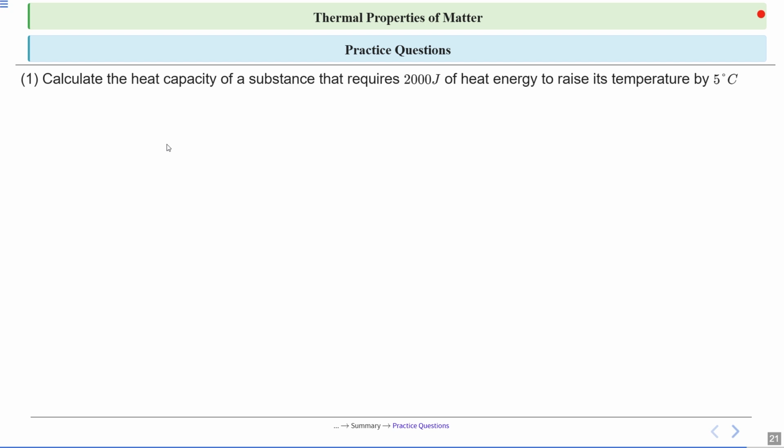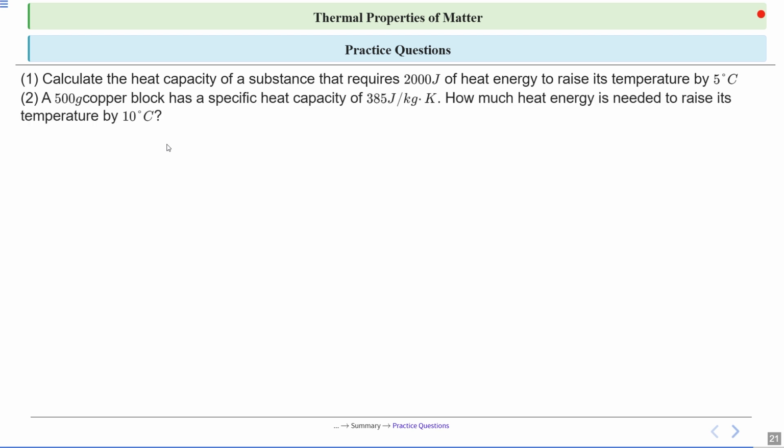Now we have some practice questions for you. First, calculate the heat capacity of a substance that requires 2000 joule of heat energy to raise its temperature by 5 degrees Celsius. Second, a 500 gram copper block has a specific heat capacity of 385 joule per kg per Kelvin. How much heat energy is needed to raise its temperature by 10 degrees Celsius?